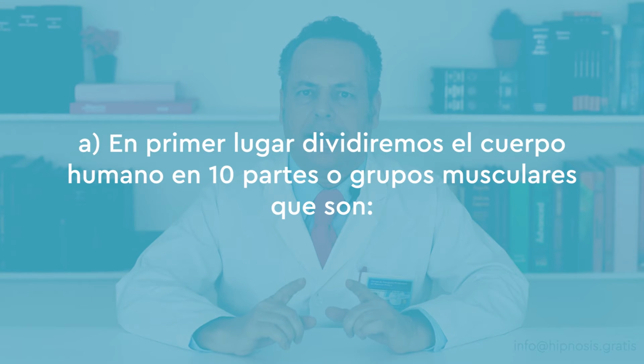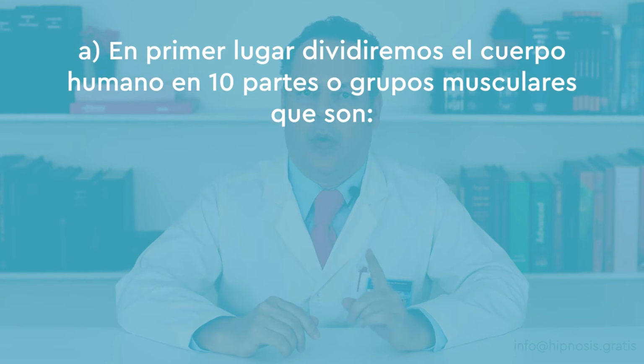B. Secondly, we will do an ascending pass from 1 to 10, tensing each muscle group. C. Then we will make a descending pass, taking into account that in the first 5 numbers we mentioned we have to distend or loosen our whole body, given in the following way. 9. Face and head. 8. Shoulders up to waist, arms and hands. 7. Waist to knees. 6. Knees to the feet.